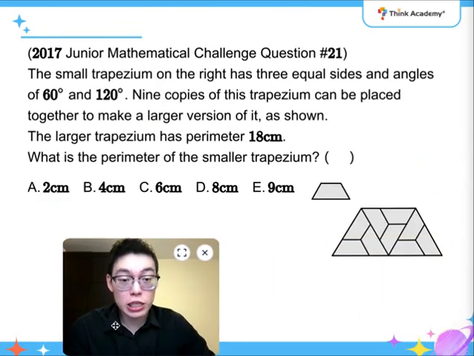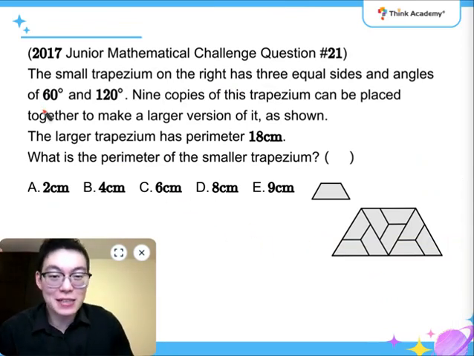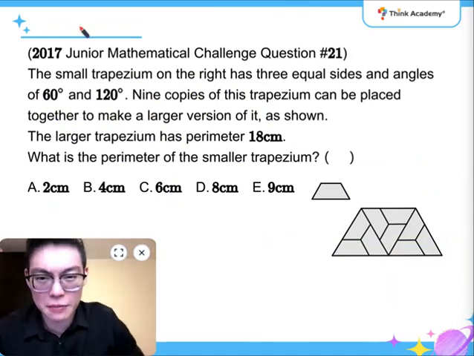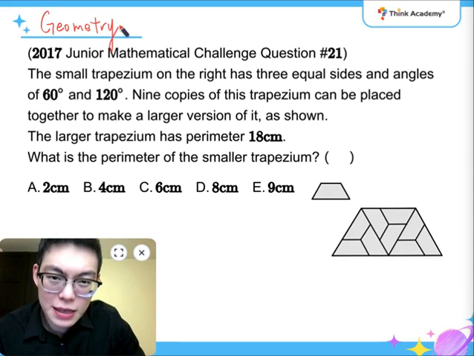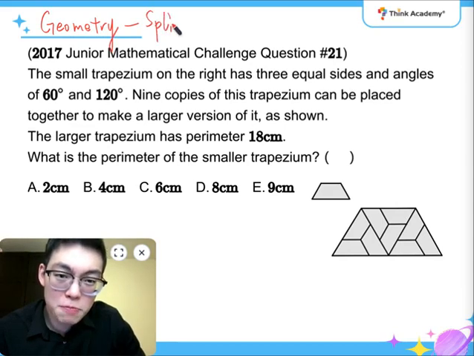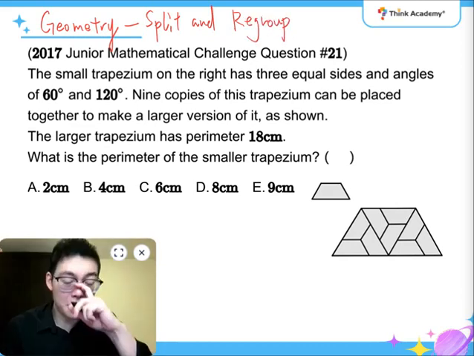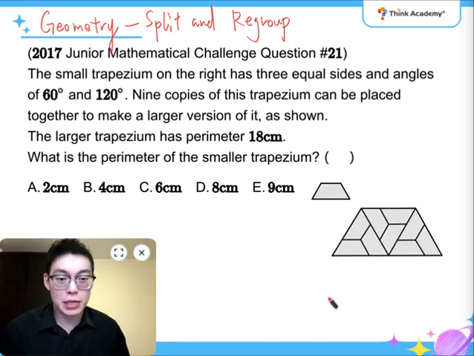And then for question number 21. Alright, so this is a very interesting question. So we have a trapezium right there, yeah? And it says that, let's write down the category of it first. So it's geometry. And I would say it either belongs to split and regroup, or it belongs to cutting up regular shapes. But then you might find it a little bit confusing because a trapezium is definitely not a regular shape. Well, let's say it is part of it, okay?